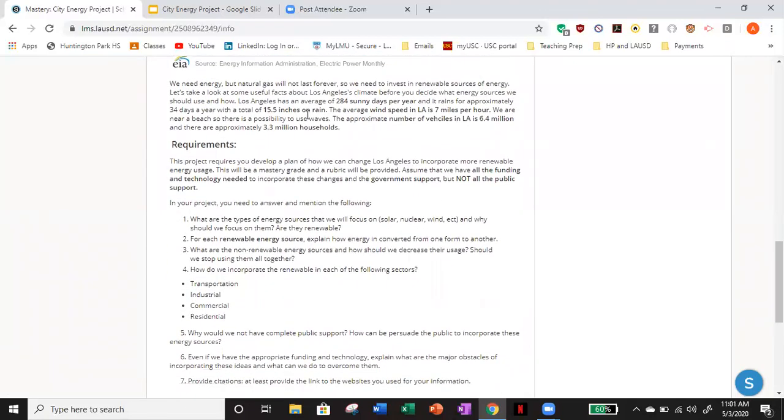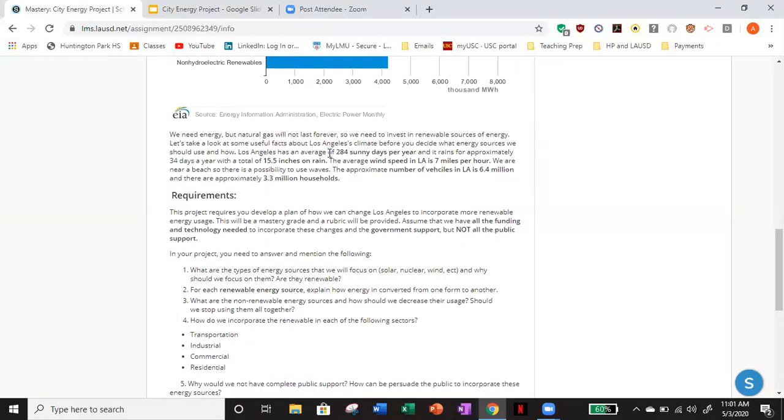And finally, I forgot to mention here are some limitations I talked about. There's 284 sunny days in Los Angeles, so that's how many sunny days you can think about for solar energy. We get a total of 15.5 inches of rain, 34 days a year that it is raining. So those are probably days you can't use solar energy. The average wind speed in Los Angeles is 7 miles per hour. You need to look up whether or not that's good for a windmill. And we have beaches, and there are different waves on the beaches, so maybe we can use hydroelectric there. And like I mentioned here, 6.4 million vehicles, and there are 3.3 million households to think about.